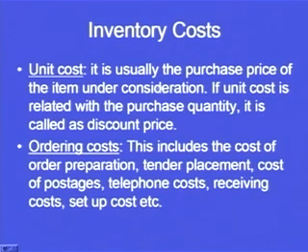It is usually the purchase price of the item under consideration. If unit cost is related with the purchase quantity, it is called a discount price. So unit cost is basically the money that we spend in order to acquire or purchase that item. But if certain discounts are available, then we call it the discount price.